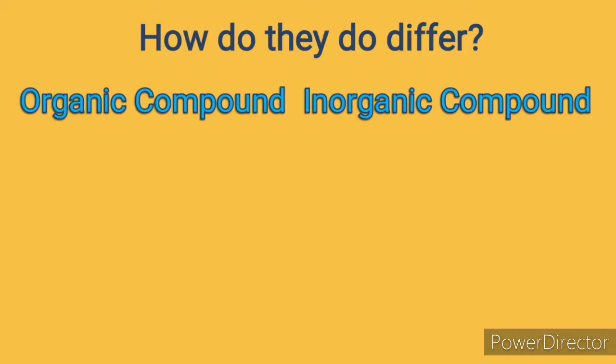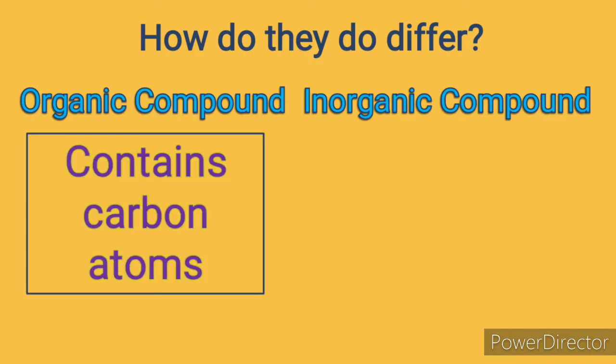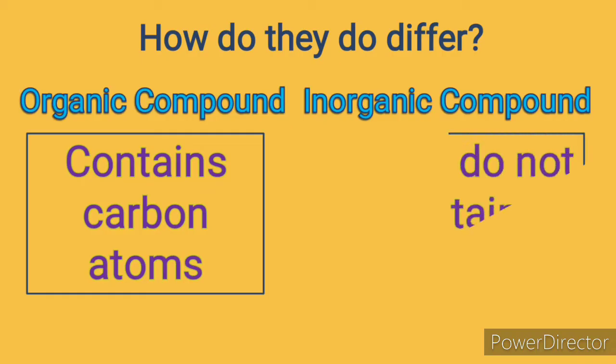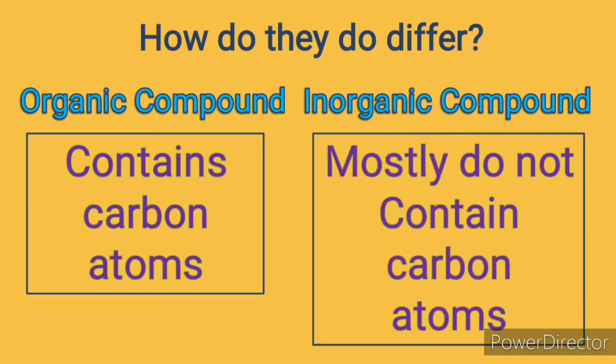So how can we say that a compound is an organic compound or an inorganic compound? When we say compound, this is a combination or group of atoms or elements. First, an organic compound contains carbon atoms, so it is composed of carbon atoms, while an inorganic compound mostly does not contain carbon atoms.